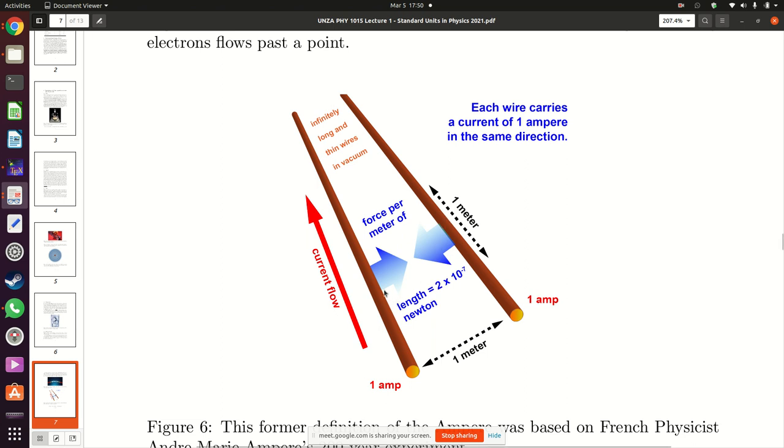The fact is, when electrons are moving, meaning there's a current flowing through a wire or a conductor, that wire or conductor acts as a magnet. Are you aware of this?